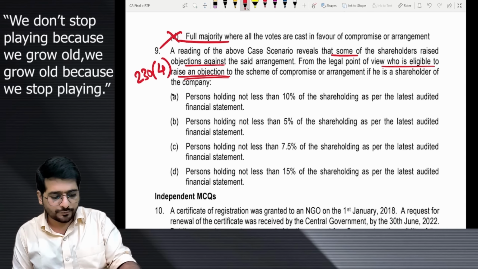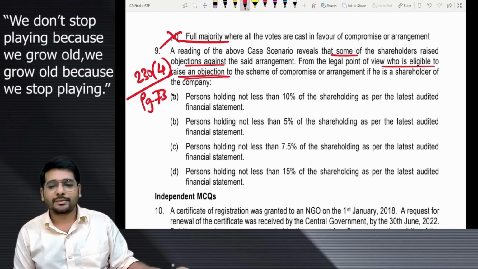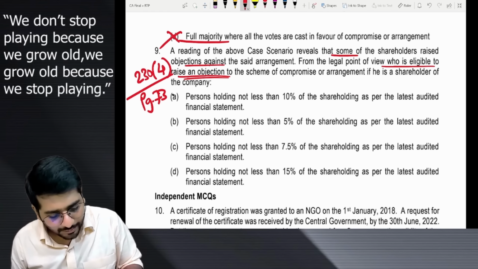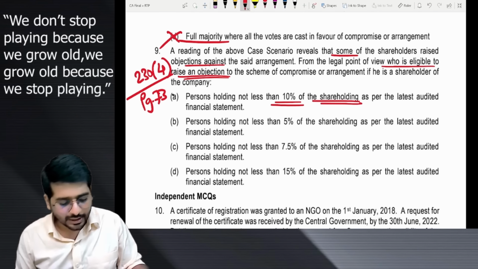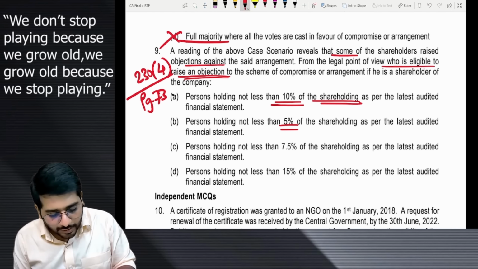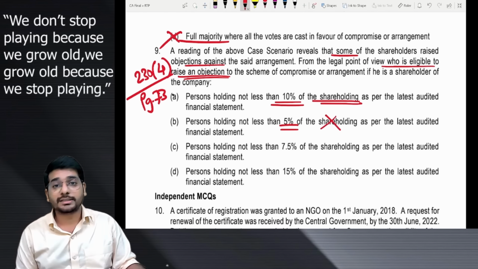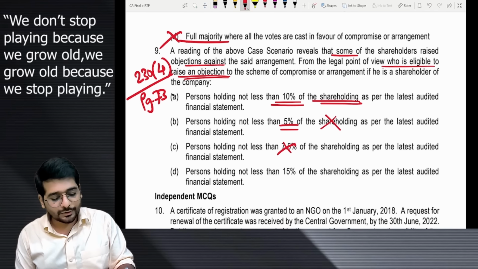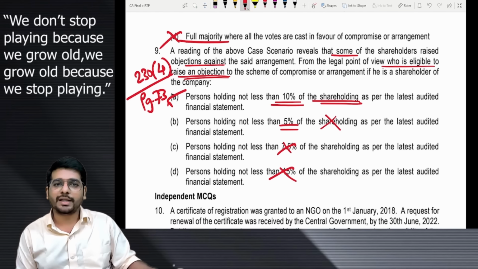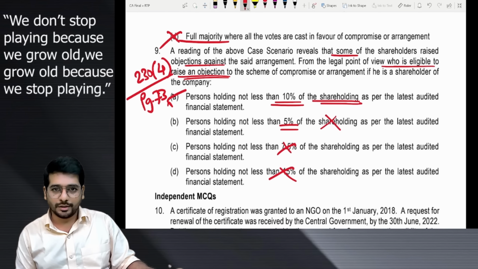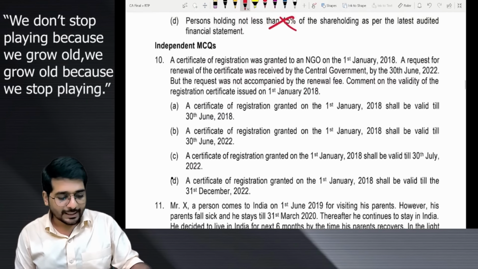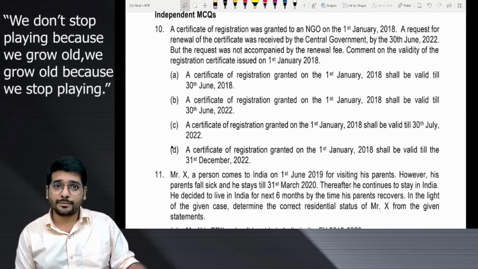Section 230 subsection 4, page 73 again. What is the requirement over there? Not less than 10% shareholding. 5% is also correct, but for shareholding, no. It should be creditors. Then I would have given you 7.5, which is not there, and 15%, which is not there. Only one answer can be there. That is A. You're right? Clear? Alright.